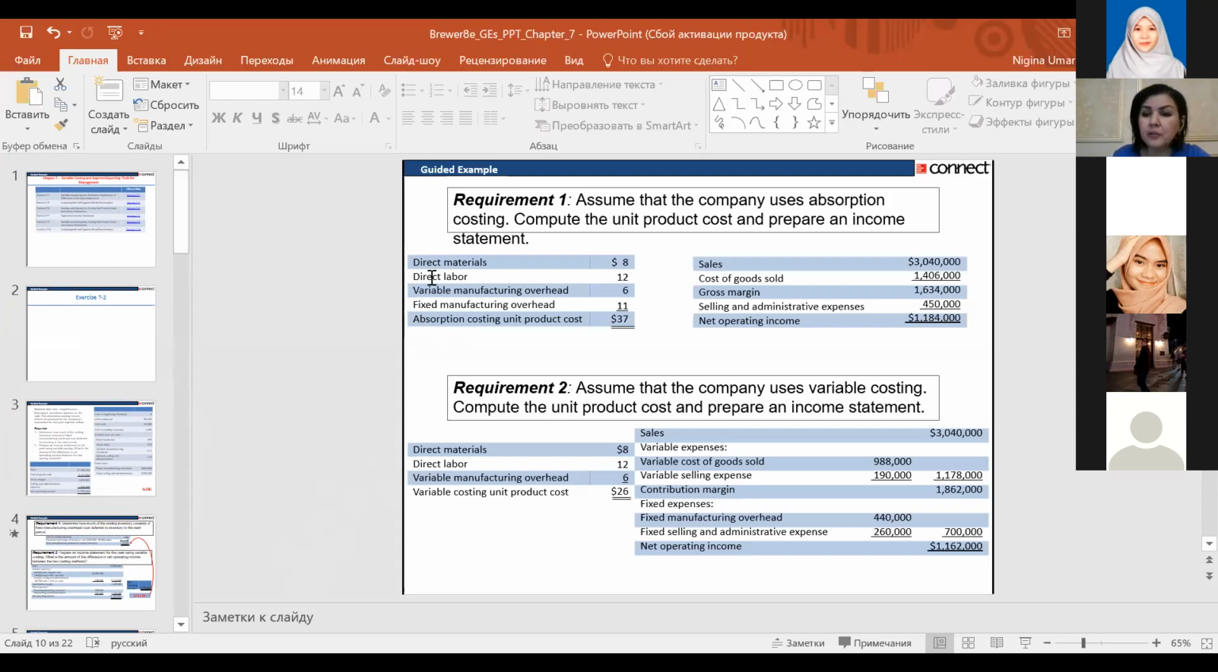So we have looked at the unit product cost calculated under two methods, and we analyzed income statements under two methods, under absorption costing and variable costing methods. And we examined why there is a difference between net operating incomes under the absorption costing and variable costing methods.